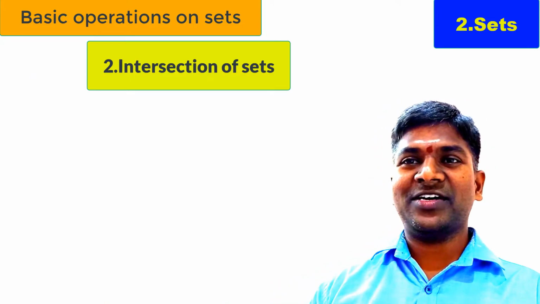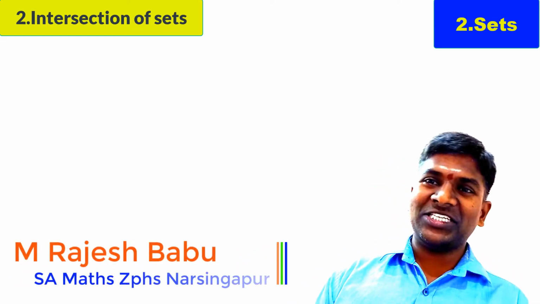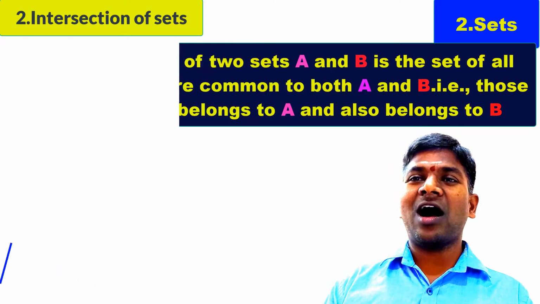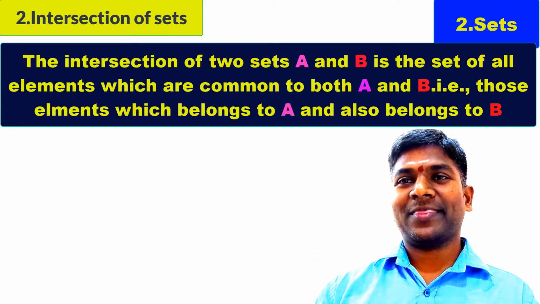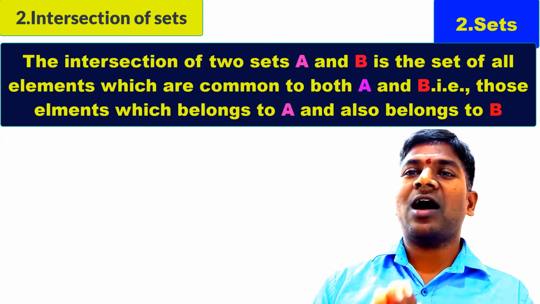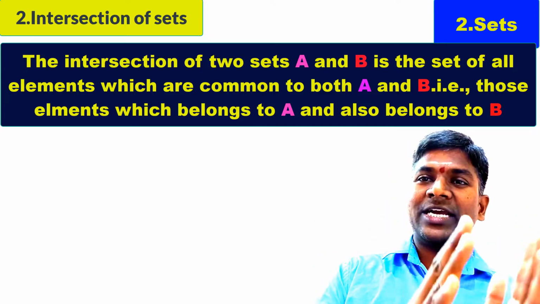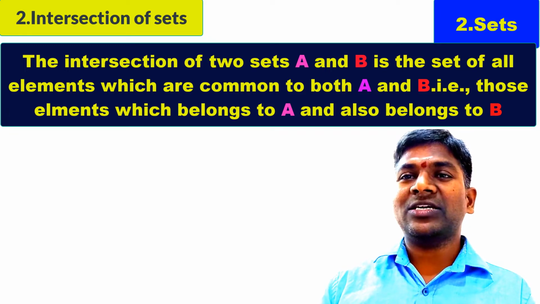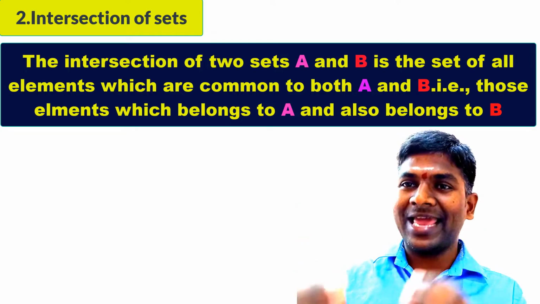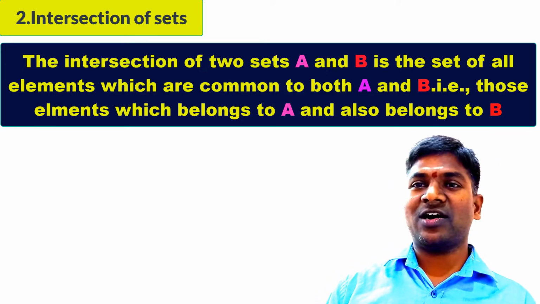Take the heading intersection of sets. A and B are two sets. The intersection of A and B is also a set, which consists of the common elements of A and B. Common elements means the elements that belong to set A and set B. The elements that are in both set A and set B can be taken as elements of the intersection of sets. This is the intersection of sets.